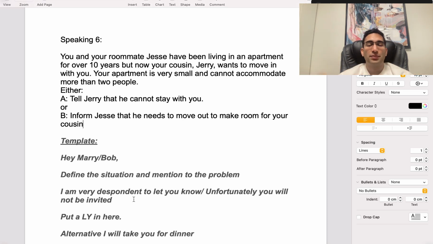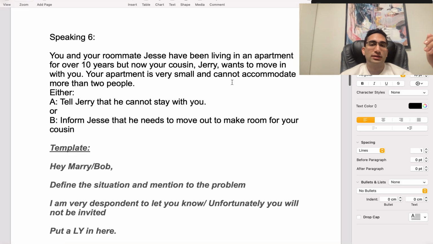If you have this question in your exam, Speaking part 6: you and your roommate Jesse have been living in an apartment for over 10 years now, but your cousin Jerry wants to move in with you. Your apartment is very small and cannot accommodate more than 2 people. So you either tell Jerry, the person who's coming in, that he cannot stay with you, or you tell your current roommate, Jesse, that he needs to move out to make room for your cousin.